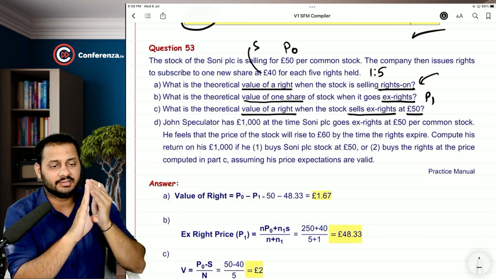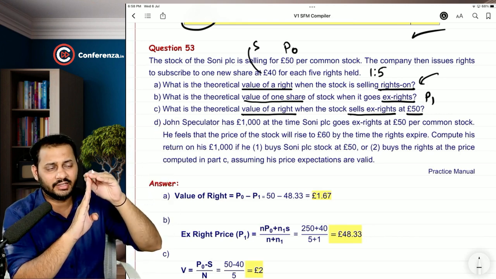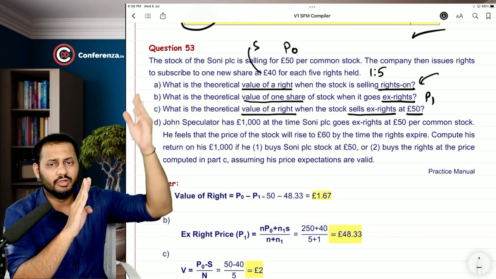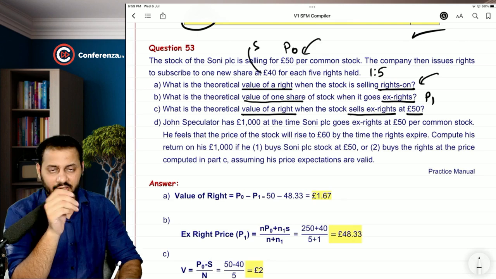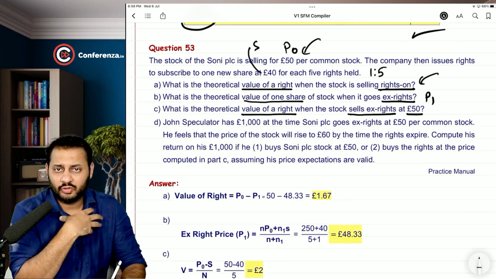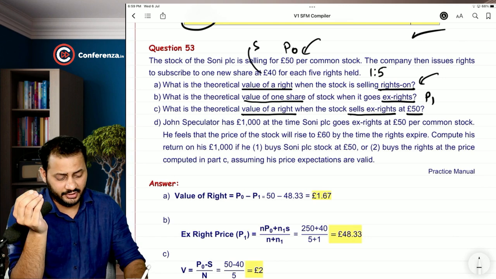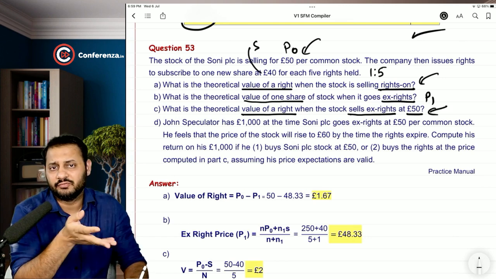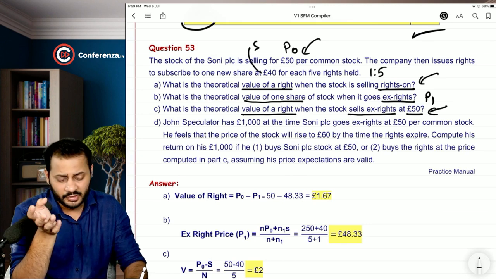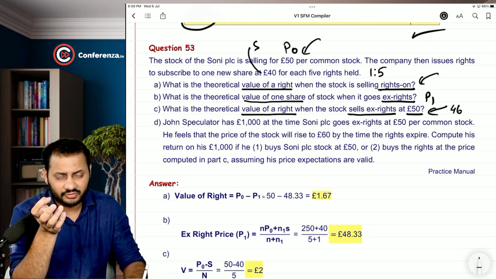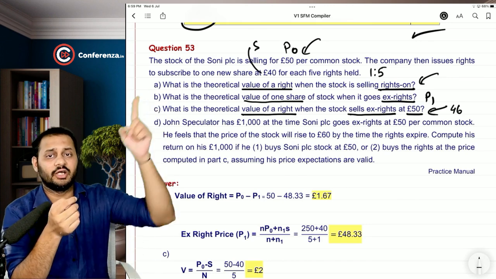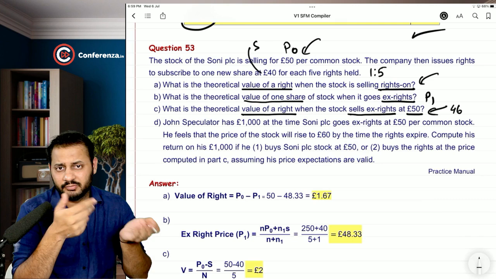X right means if it is selling at X right, the current market price is £50. Also, it was 50 only at that time. And according to me, practically, it should have been lesser than 50. But I don't know why they have given 50 itself. But let's take it 50 only. If they would have given somewhere like 46 or something, we would have taken 46 at that time. So 46 minus 40 would have been the answer. But now it will again be the same thing.